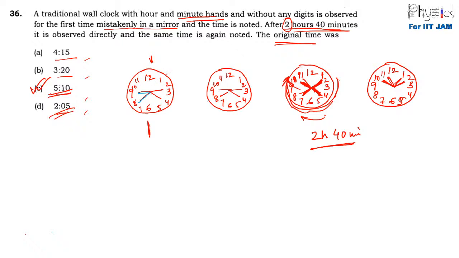And Pooja's answer is option A, that is 4:15, right? So 4:15 is again not the correct answer, because the difference in minute hands is not 40 in this case. So it is not 4:15. So the correct answer is 5:10. Yes, Saurabh, the correct answer is 5:10.